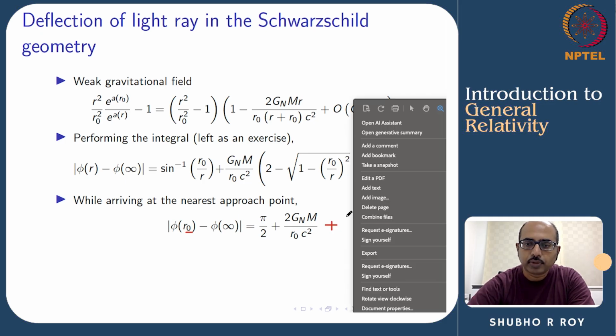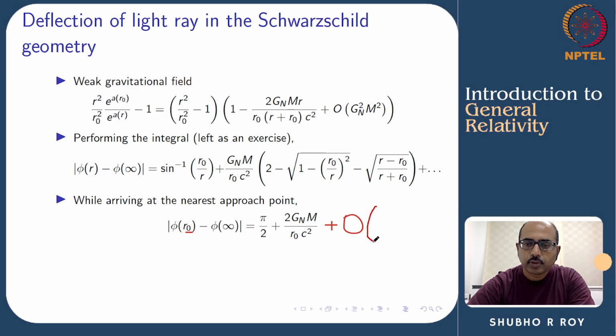In this approximation, the leading order correction is already pretty small, and sin inverse of 1 is pi by 2, and these two terms can vanish, and then we need to just look at twice this term. So this is what we have. Okay, so this is the change in the limit angle from infinity to the point of nearest approach.